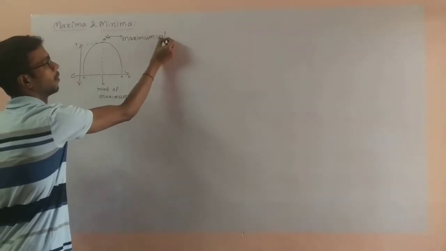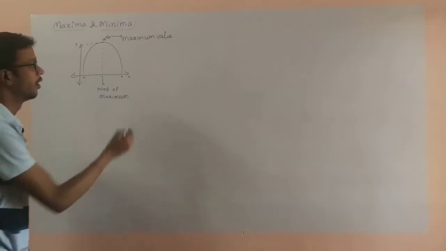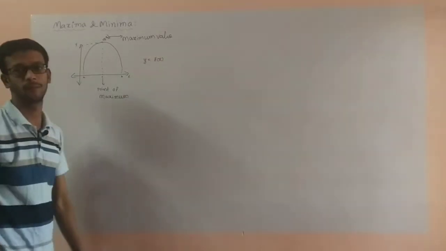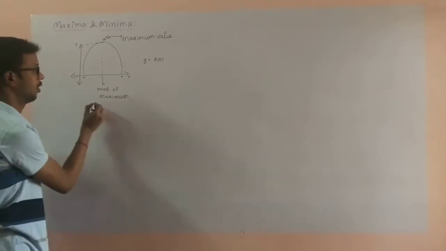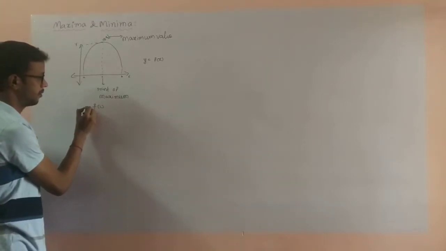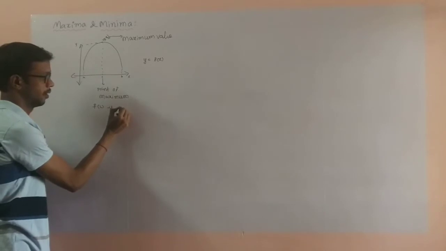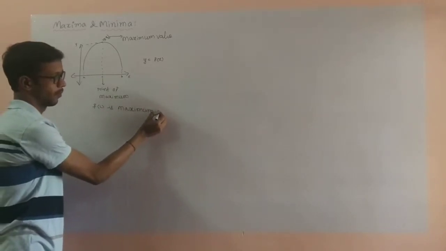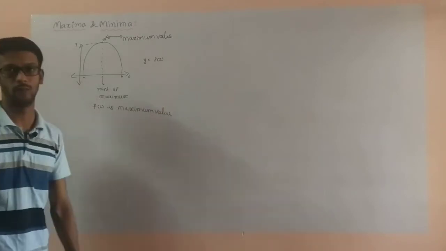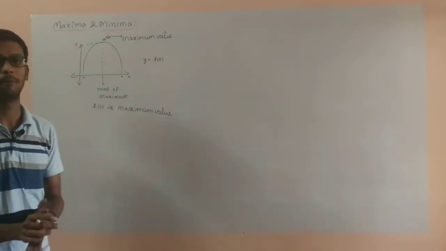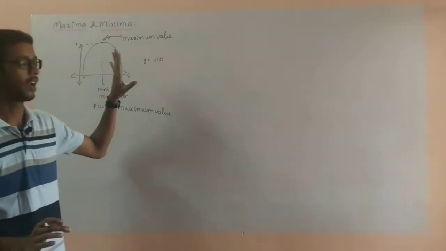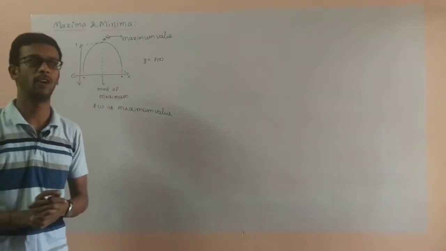Maximum value. That is nothing but y, which we will write as f of x. So f of c is the maximum value. This is by the diagram that we are writing this total maximum value.